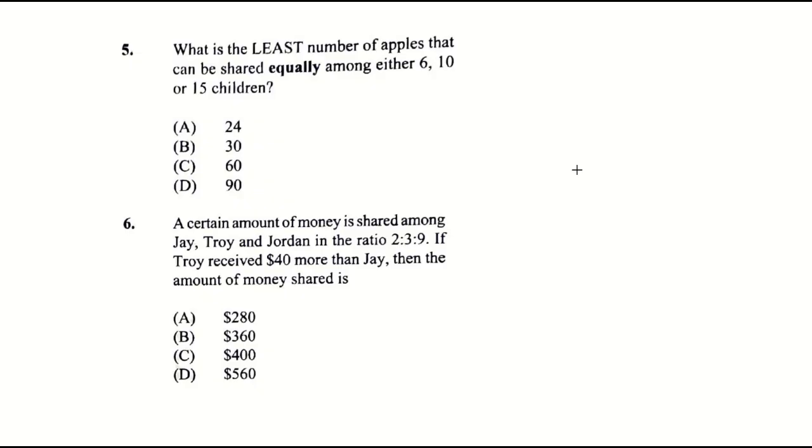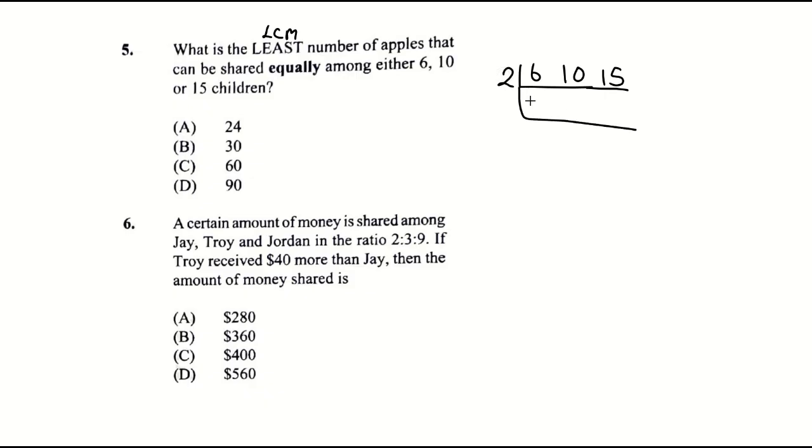Alright, let's go. What is the least number of apples? When you see least number of something and they give you a group of numbers, what is the least number of apples that can be shared equally among 6, 10, or 15 children? They're asking you for the LCM, lowest common multiple. The LCM of 6, 10, and 15 is the lowest number that can go into all 3 of these numbers. You can look through these numbers and see. However, let's do it the old-fashioned way.